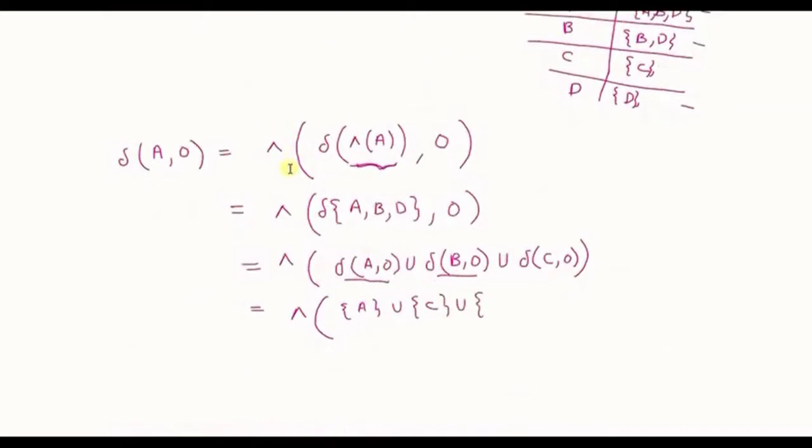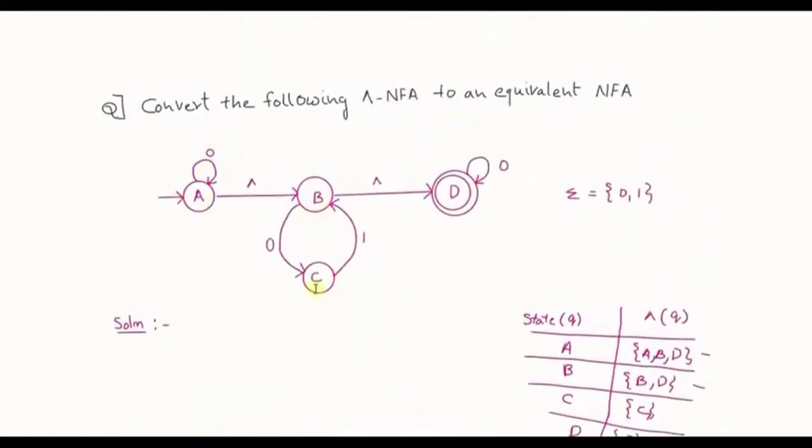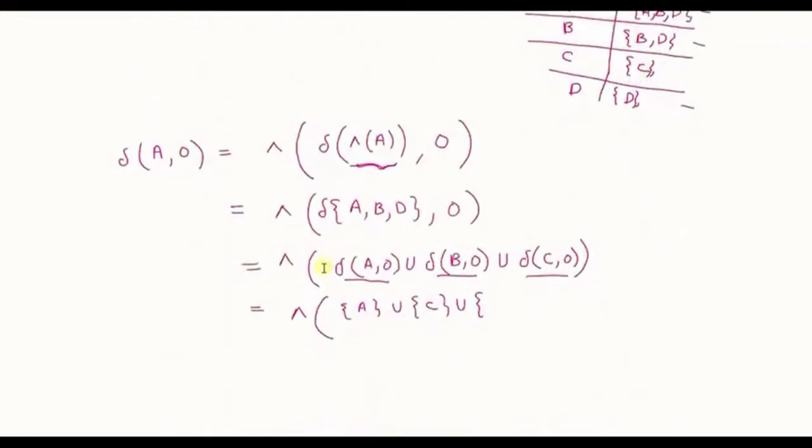Union. What is transition of state C on reading 0? As you can see, from state C on reading 0 you don't go to any other state. So the answer of this in fact will be null. C on 0 will be null. So this will give you only two states, E closure of state A comma C, right? This will give you E closure of A comma C.